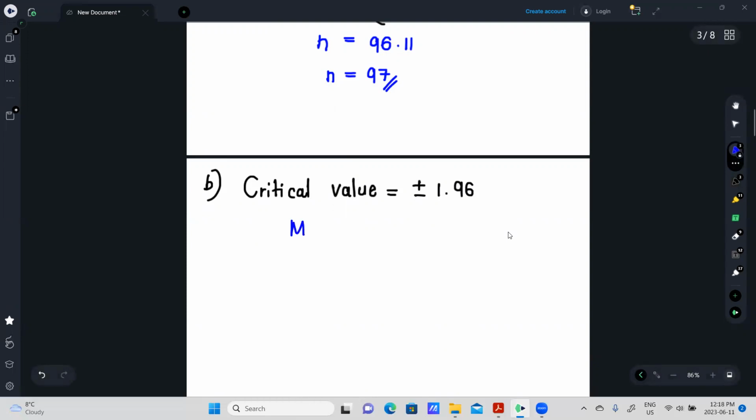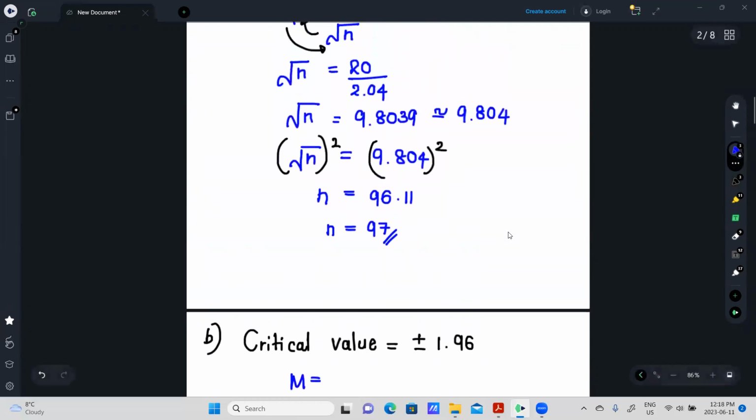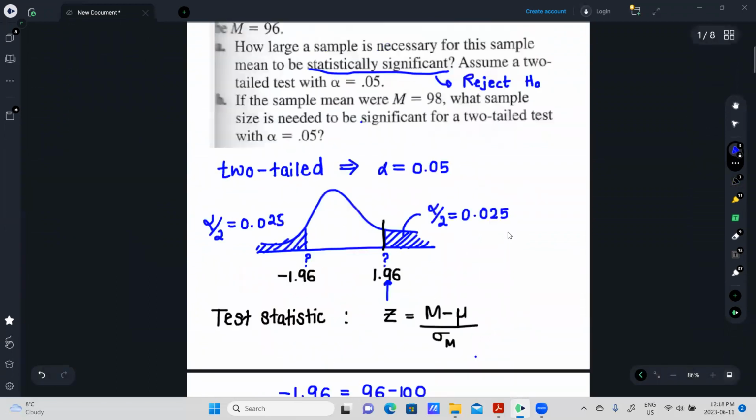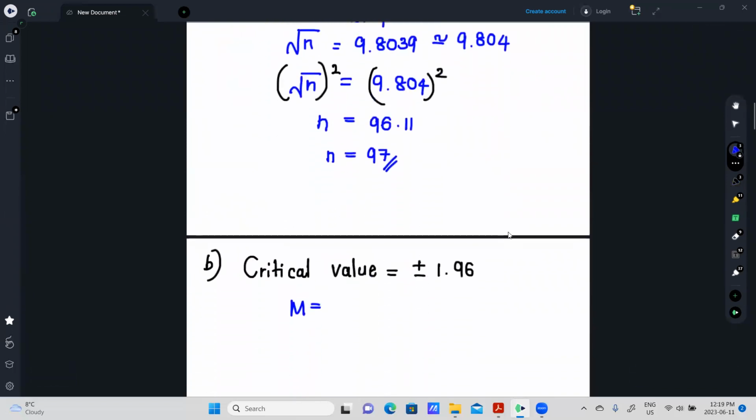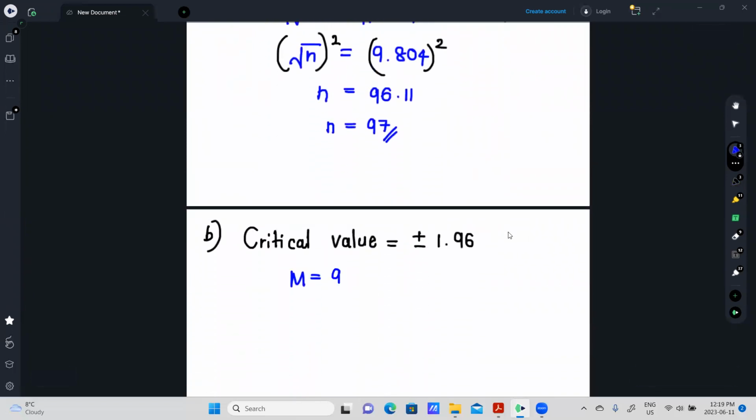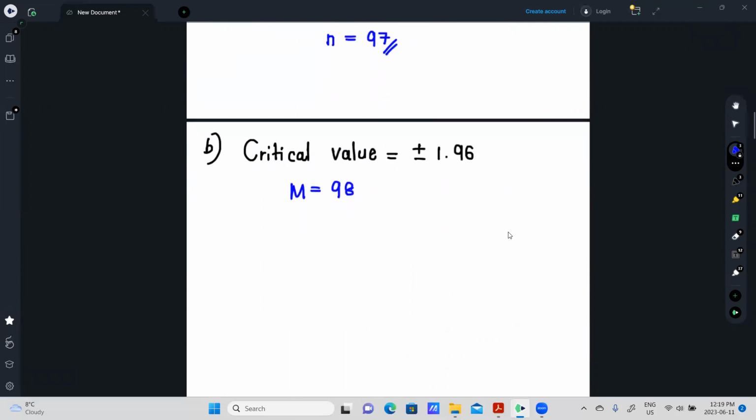And then this time M is equal to 98 instead of 96. So only M has changed. You have to do the same thing. The first thing we are going to do is make the test statistic equal to the critical value. So the test statistic, that is z, is M minus mu divided by sigma M. So this z is going to be equal to the critical value.